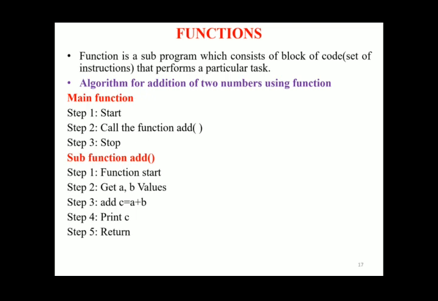In the main function, I have simply represented the start of the actual process in step 1. And then I have called this subfunction with the name add, with no arguments. That is, we are not going to pass any value from the main function to the subfunction. Simply the subfunction is called with the name add. Okay. So now the subfunction gets executed, which is represented as function start in step 1 of subfunction add.